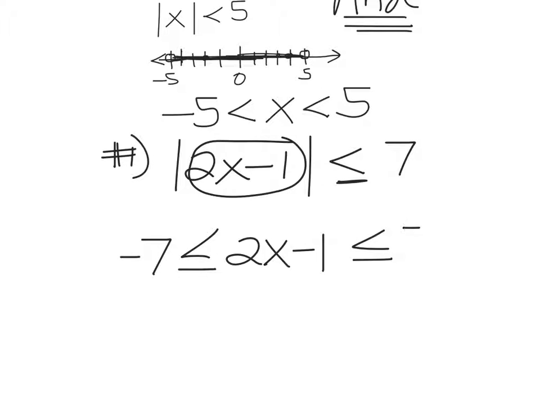And less than or equal to +7. Okay? So you just put this stuff inside the absolute value in the middle, and then you bound it on each side. You say you can't go past -7 and you can't go past +7.